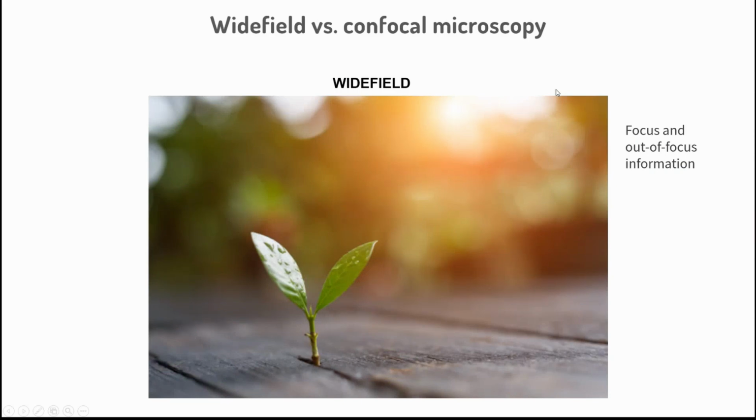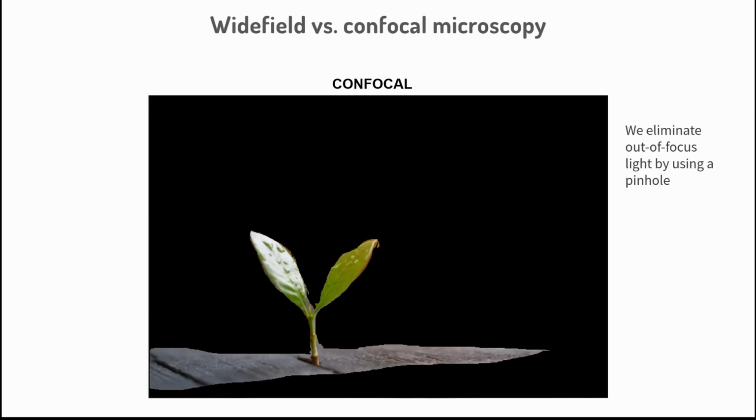So in wide field, it's like when you take a picture with a bokeh or portrait mode in your iPhone or your Android. You have focus and out of focus information. And in fluorescent microscopy, sometimes this is too much because we just want information from the focal plane. So in the confocal, normally you filter most of the light. So you eliminate out of focus light by using what we call the pinhole, and you get only the information from the focal plane. Two-photon does the same, and we will see later the difference between confocal and two-photon and why sometimes we choose two-photon.